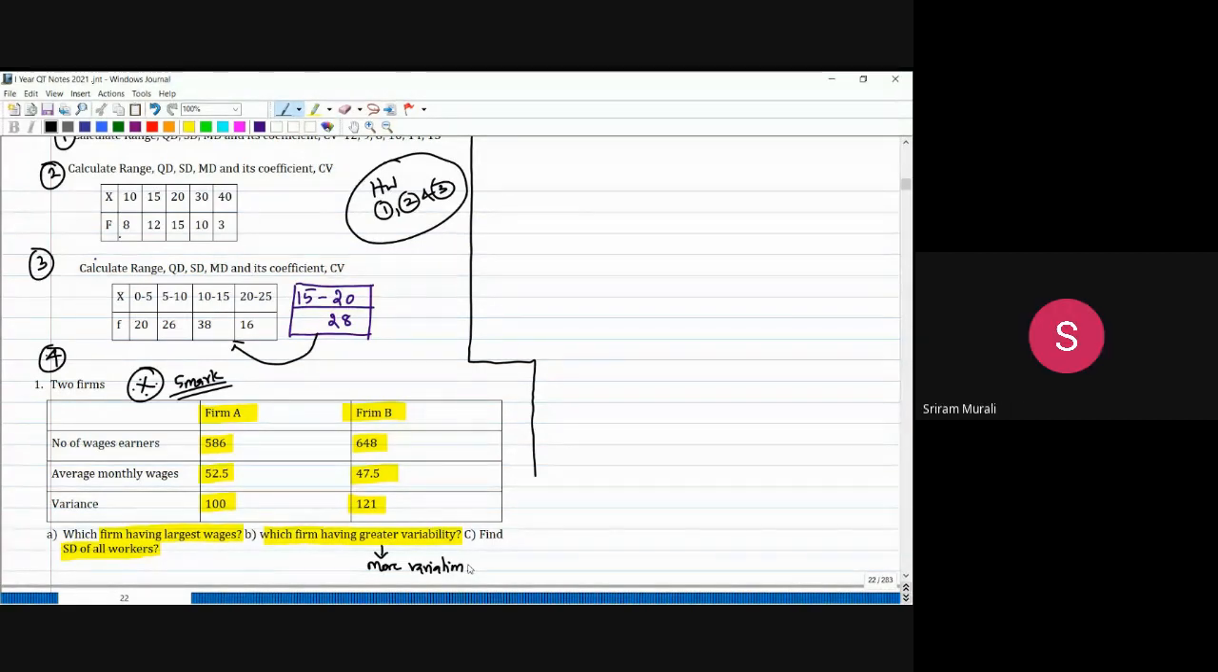Number of wage earners, sir. எனக்கு புரியல சார். நிறைய வேரியேஷன் இருக்கு கிட்டத்தட்ட. Having largest wages தான் நீ சொன்னது. Largest wages வேற, greater variability வேற. The greater variability I can find only using the coefficient of variation, sigma by x bar into 100. So for firm A and B, புரியுதா?